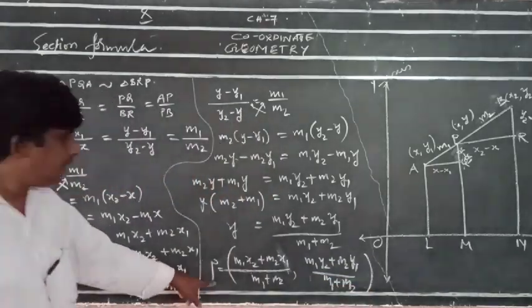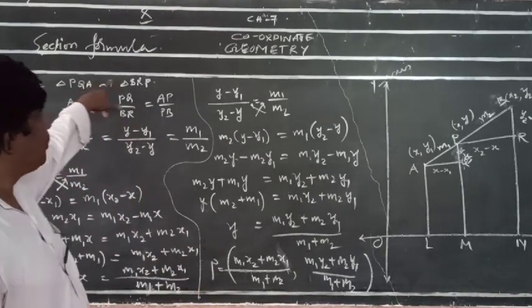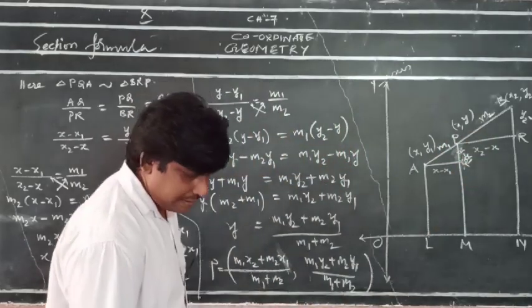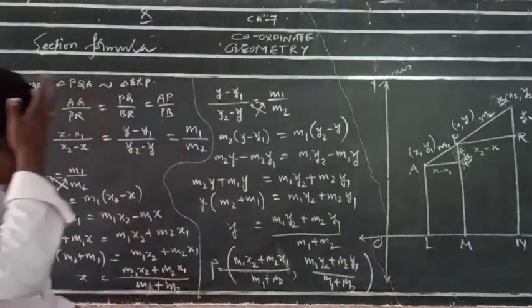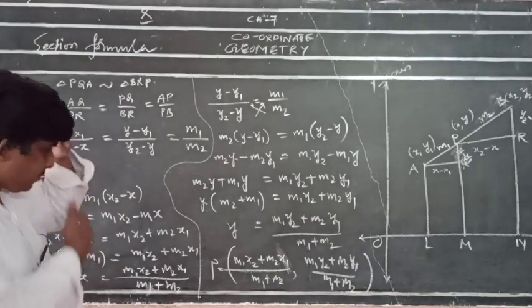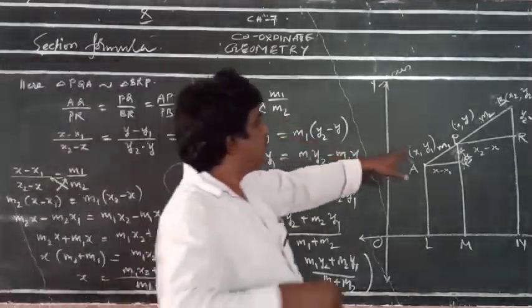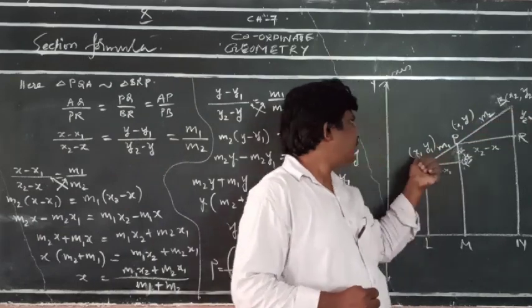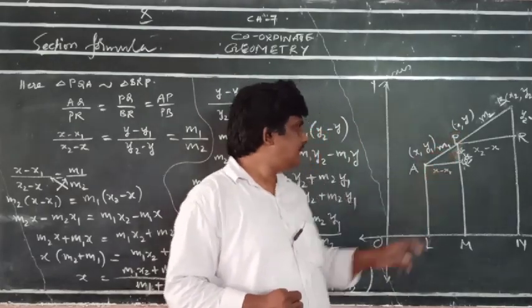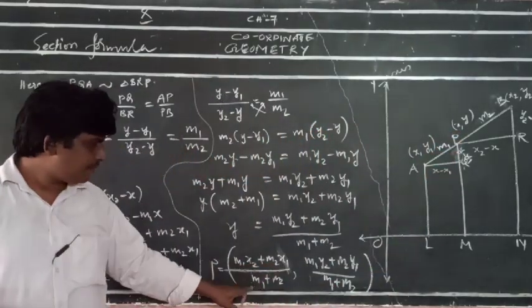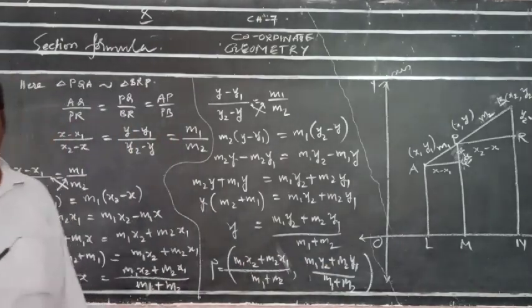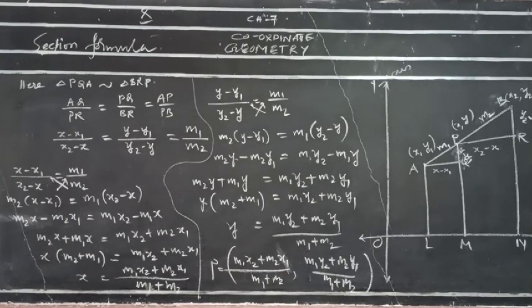This point is dividing the given points A and B in the ratio of m1 to m2. So this is called the section formula. What is the section formula? For a line segment having two endpoints A (x1, y1) and B (x2, y2), the point P that divides it is ((m1 x2 plus m2 x1) by (m1 plus m2), (m1 y2 plus m2 y1) by (m1 plus m2)). It is dividing the given line segment in a specified ratio.